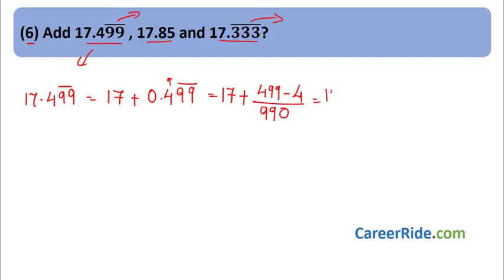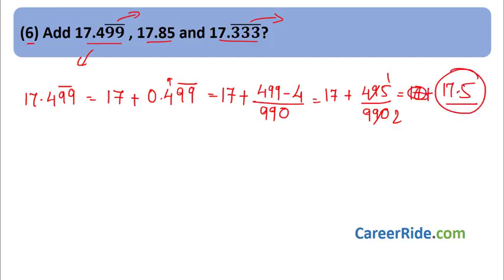So the answer would be 17 plus 495 divided by 990, that is nothing but 17 plus, this is 1 by 2, that is 0.5, so 17.5, okay. One number is 17.5, second number is 17.85. Now let us see the third number, 17.333. What will you get?